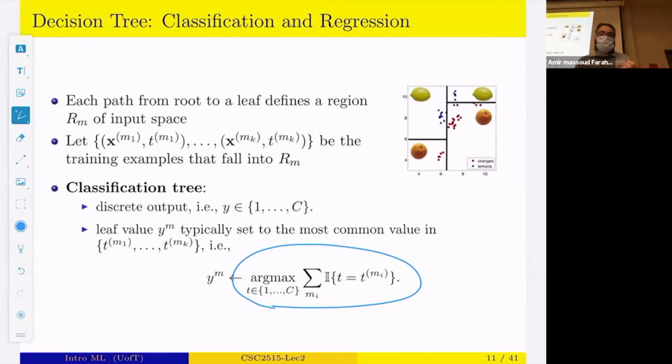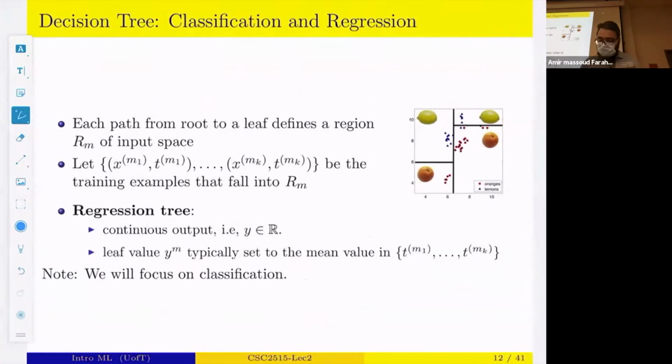And as the question, it was a good question, why do we need to have enough points there? The reason is that if you want to be confident that, say, this region is orange or lemon, it would be great if we have more than one or two samples. But then the other question about decision trees is how to find the structure of the decision tree.